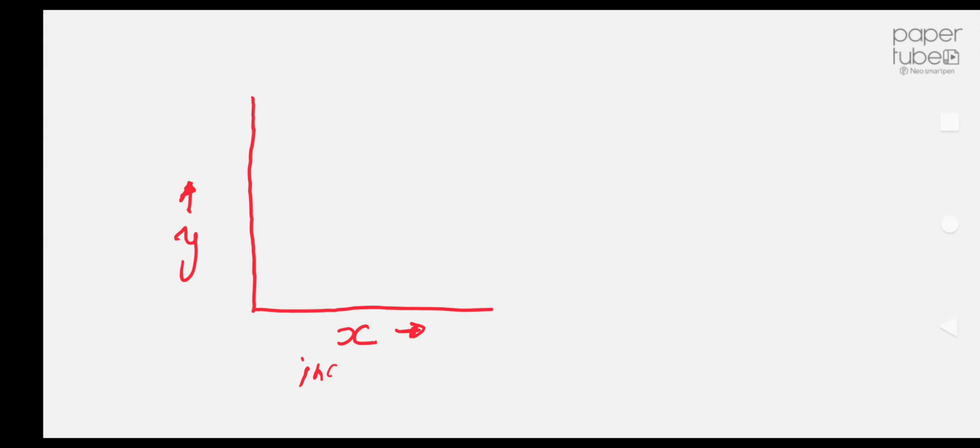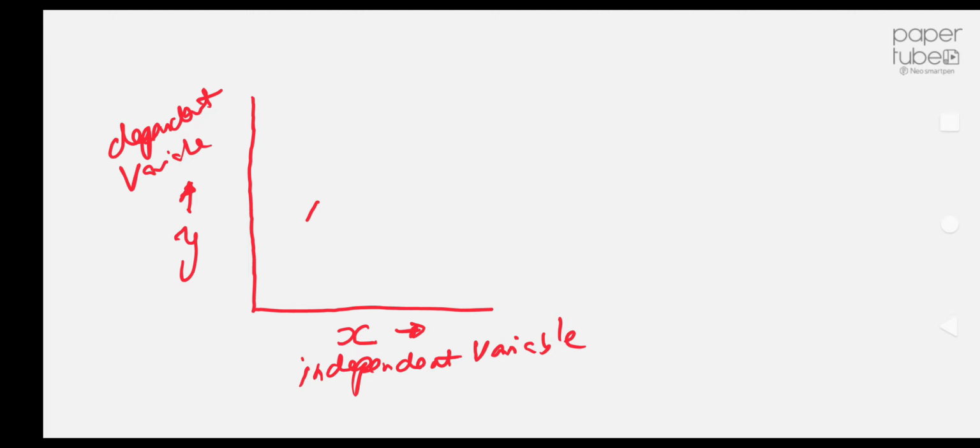Let's plot some other example. Let's call this x. x is plotted on the x-axis, y is plotted on the y-axis in this graph. So x is your independent variable, and y is your dependent variable. Let's say we have some data that looks like that. This is very simple data. When you see this data, you can see that y is changing with respect to x, and it follows a linear trend.